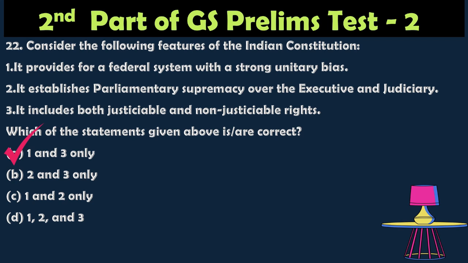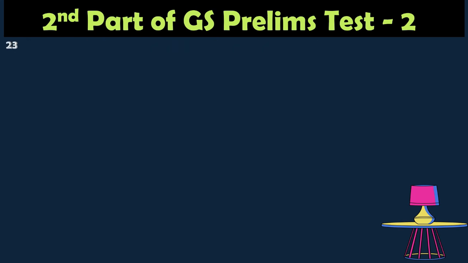The Constitution provides justiciable rights, that is the fundamental rights, and non-justiciable rights under the DPSP, that is the Directive Principles of State Policy. So the third statement is right. So the option is 1 and 3 only. So we have a strong center, and we also have both fundamental rights and the DPSP.